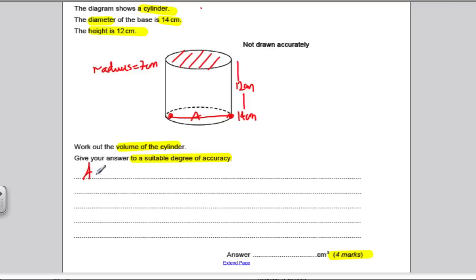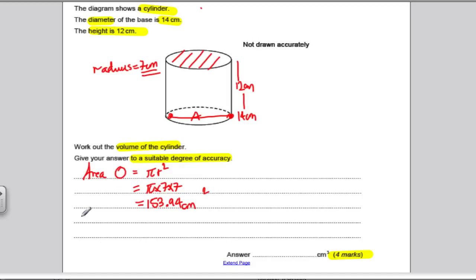Okay, so area of circle, let's start off and break it down. Area of circle, well, you should know the formula for that. It's pi r squared, and in this case we've said r is 7. So on your calculator you do pi times 7 times 7. And you would get for that 153.94, and the unit is centimeters squared.